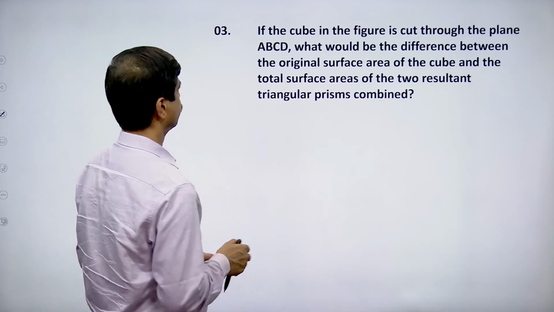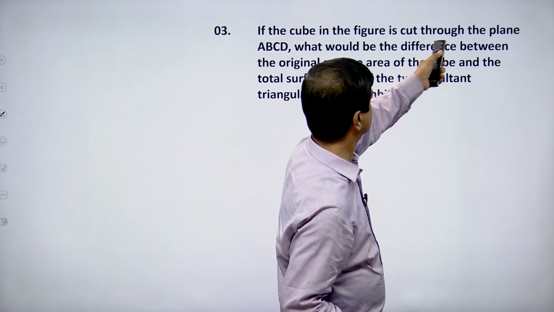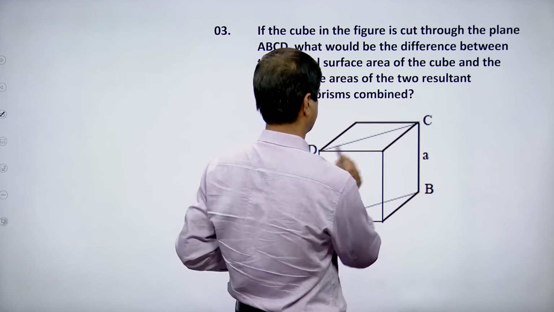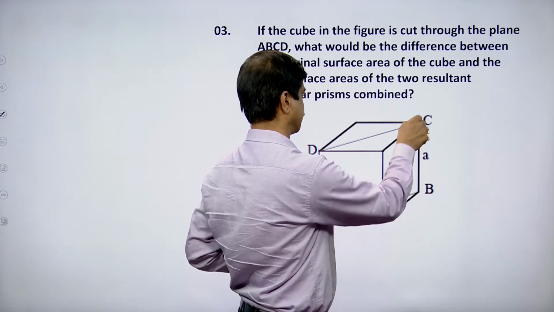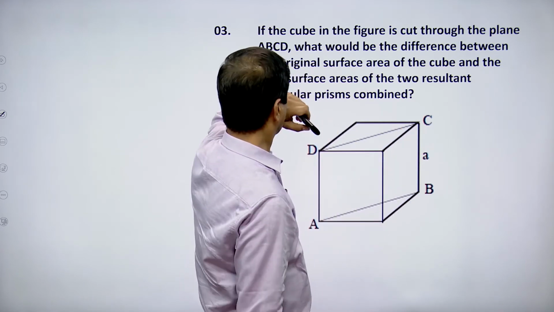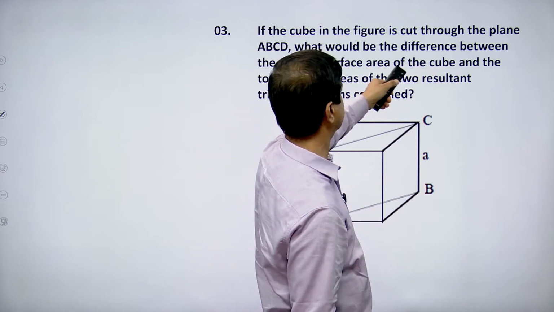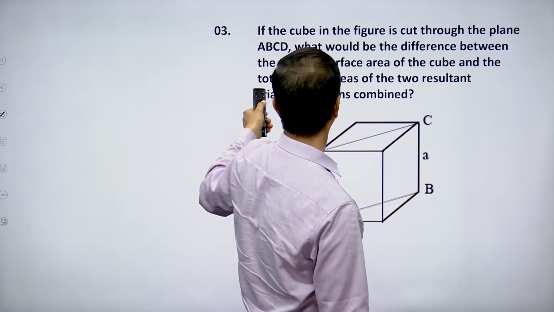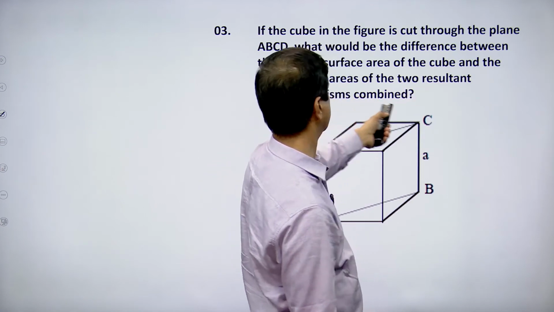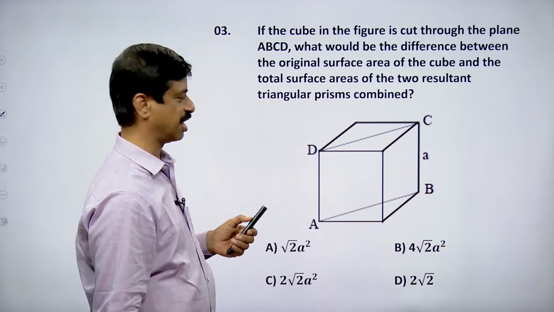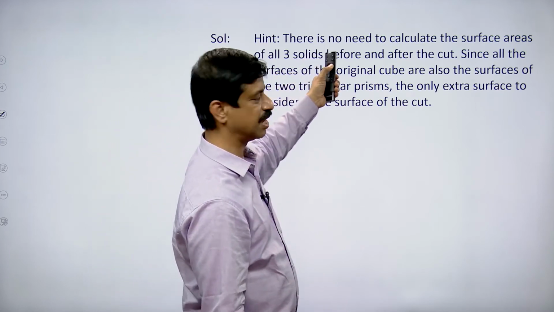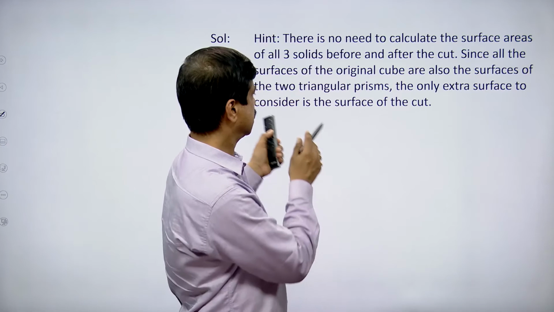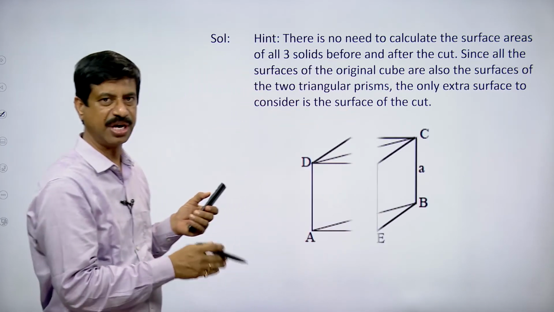Yeah, let us go to the next question. Look at this. If the cube in the figure is cut through the plane ABCD, so you'll get one triangular prism here and another triangular prism this side. What would be the difference between the original surface area of the cube and the total surface area of the two resultant triangular prisms? I think we have done the same kind of problem even in the previous lecture, but anyway, look at this. So the two individual prisms are 2 times the surface area of a triangular prism.